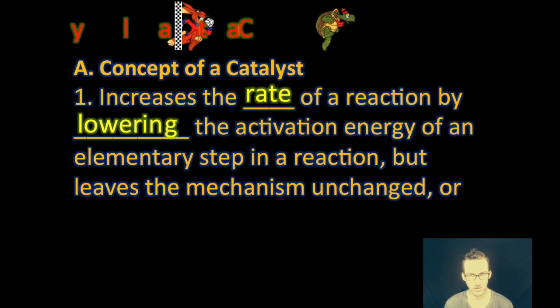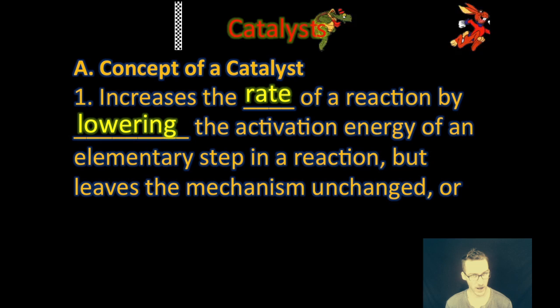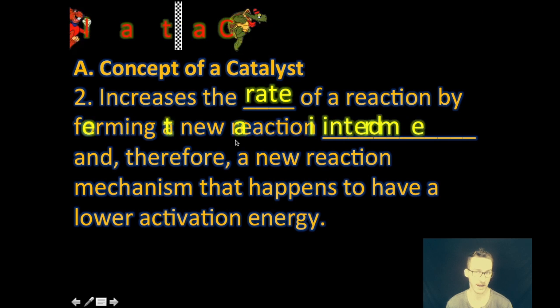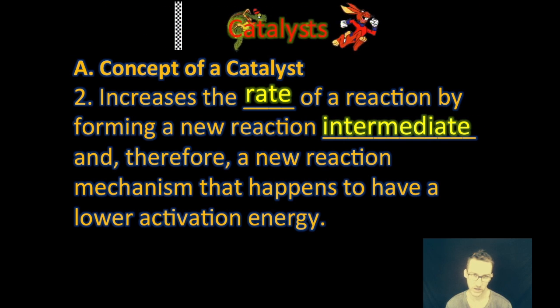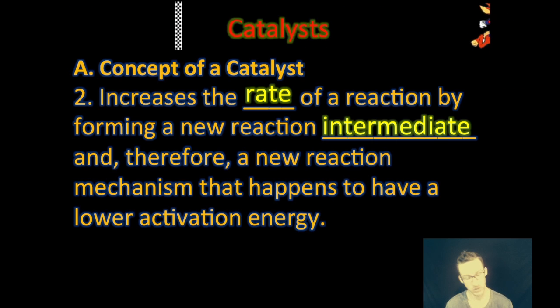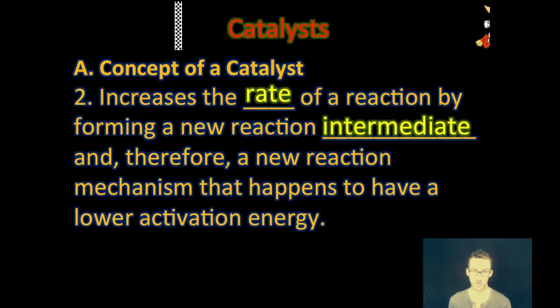So first of all, what is a catalyst? Catalysts essentially increase the rate or the speed of a reaction by lowering the activation energy of an elementary step in a reaction, but leaves the mechanism unchanged, or it will increase the rate of the reaction by forming a new reaction intermediate and therefore a new reaction mechanism that happens to have a lower activation energy. But bottom line here, a catalyst's goal is to increase the rate of the reaction, speed things up, which could be beneficial for a number of reasons.